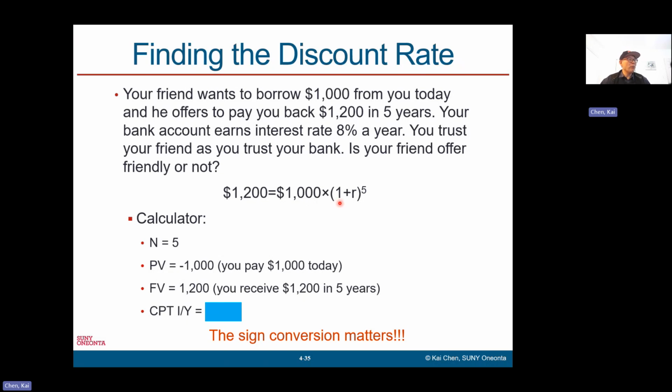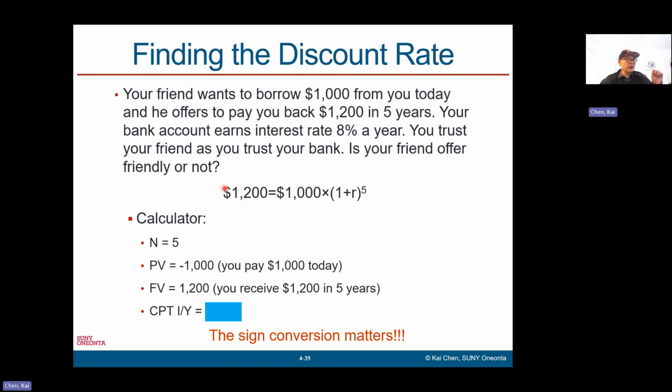Then times 1 plus r. r is what we're looking for, raised to the power of t. t is 5 years. Suppose your lending to your friend is an investment, and the life of this investment is 5 years, right? So this is the future value formula.